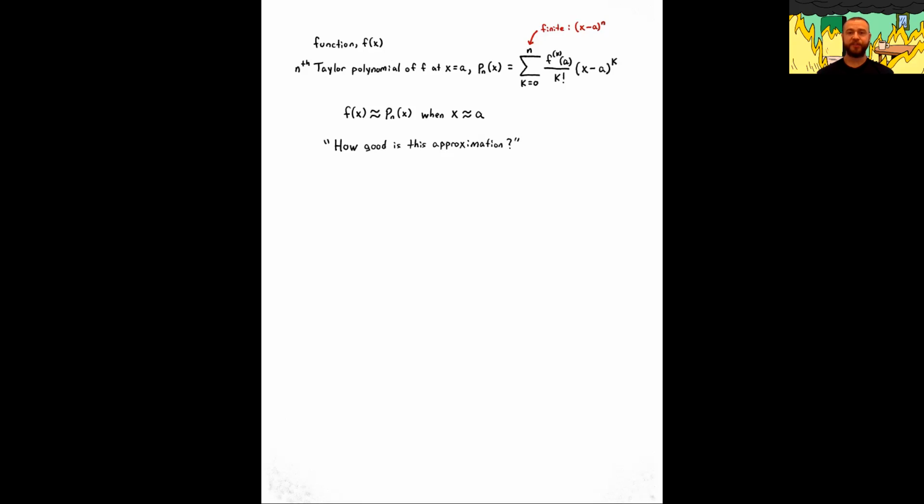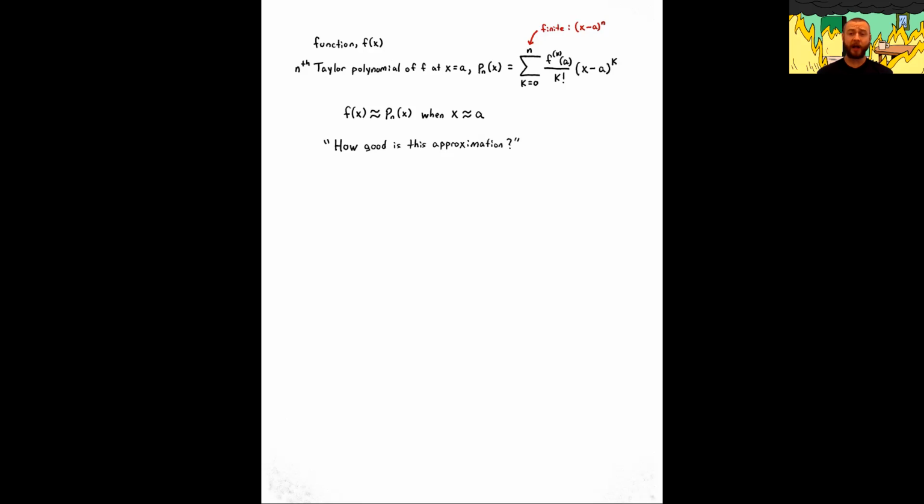All right, so where is this going? Well, first, starting off with the linearization, we said the function value and the nth Taylor polynomial should be very close or approximately equal when your x value is approximately equal to a. So provided your x value is close to your approximation point, you should have pretty good approximations.